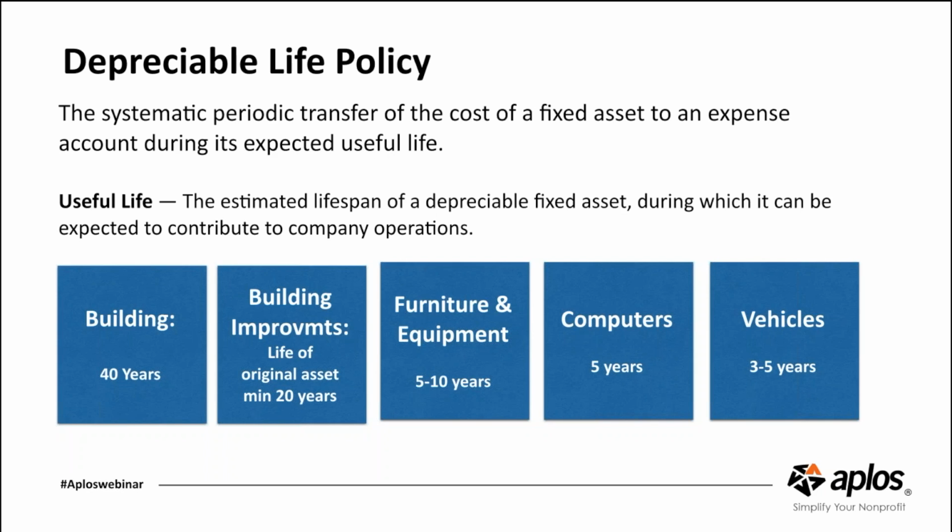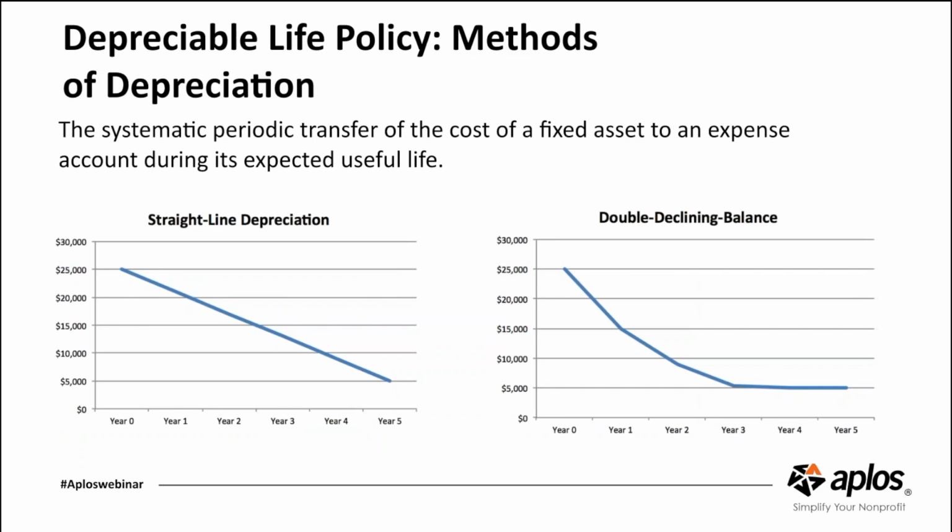And then vehicles somewhere between 3 to 5 years. Okay. So the depreciable life policy also says what method of depreciation you're going to use. So it's met a threshold. You're saying, okay, it's a car. We're going to depreciate it over 5 years. And then the method is now, how am I going to depreciate this?